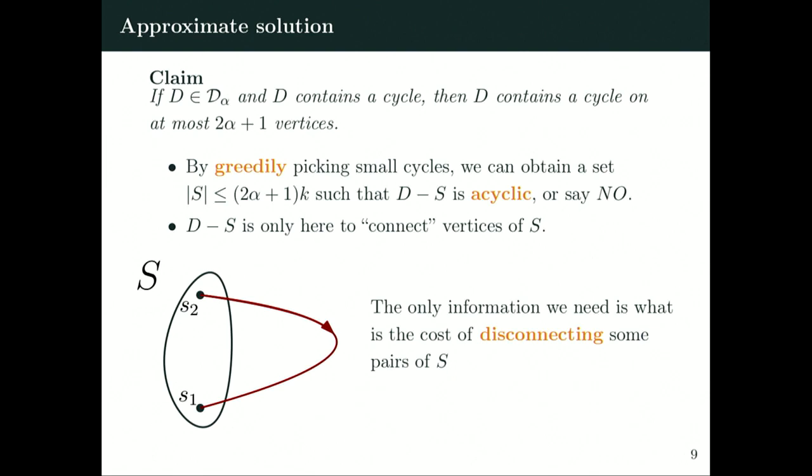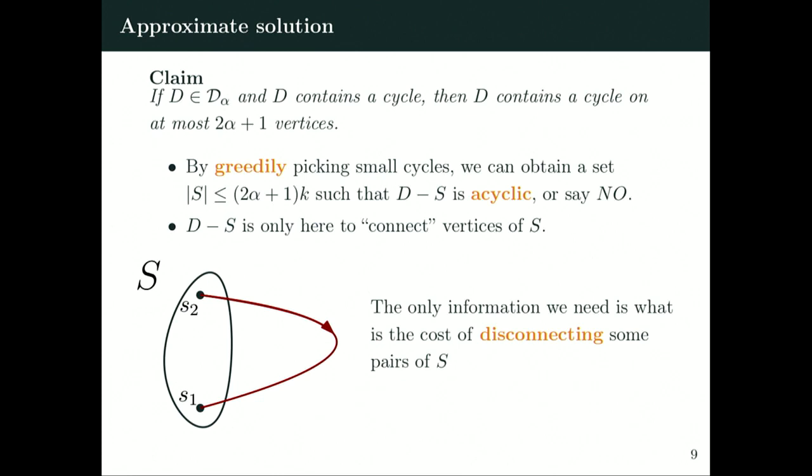If you have a long cycle, then there is a chord, basically just because the independence number is bounded. And if you have a chord, then you get a shorter cycle. So what this allows us to do is greedily pick small cycles, of size at most 2 alpha plus 1, which are disjoint, so you get the maximal packing if you want.